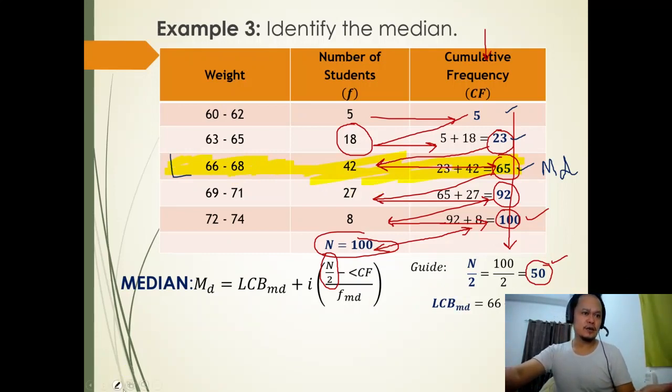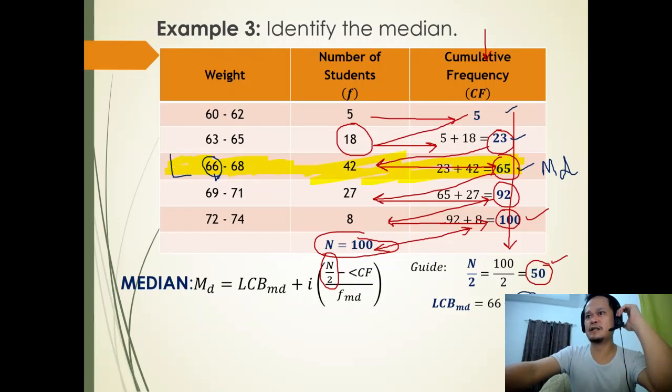To get the lower class boundary of the median class, take the smaller number of the median class, which is 66, minus 0.5. This minus 0.5 is constant. Whatever this number is, subtract 0.5, and you will get 65.5. So your LCB is equal to 65.5. Next, we need your I. I is 3. Why is it 3? We simply count the width of your median class.